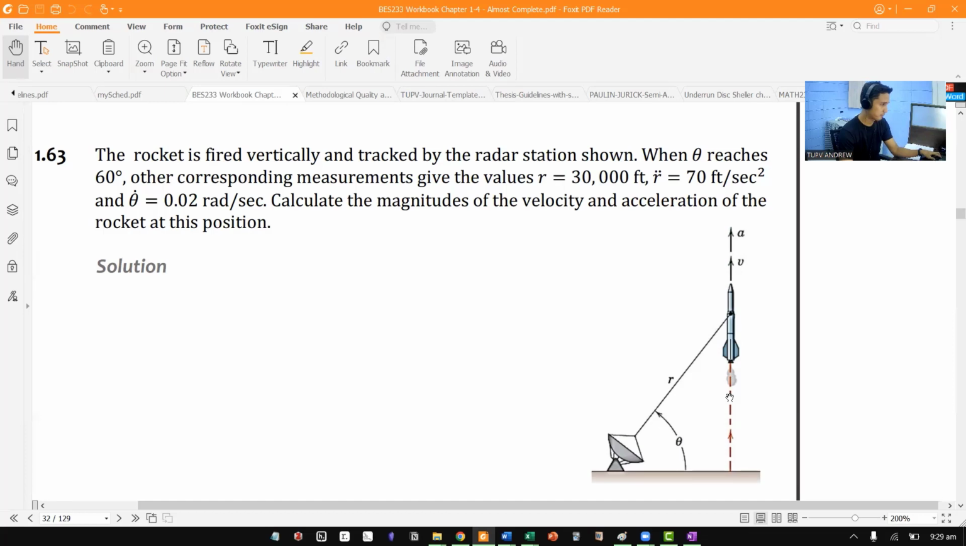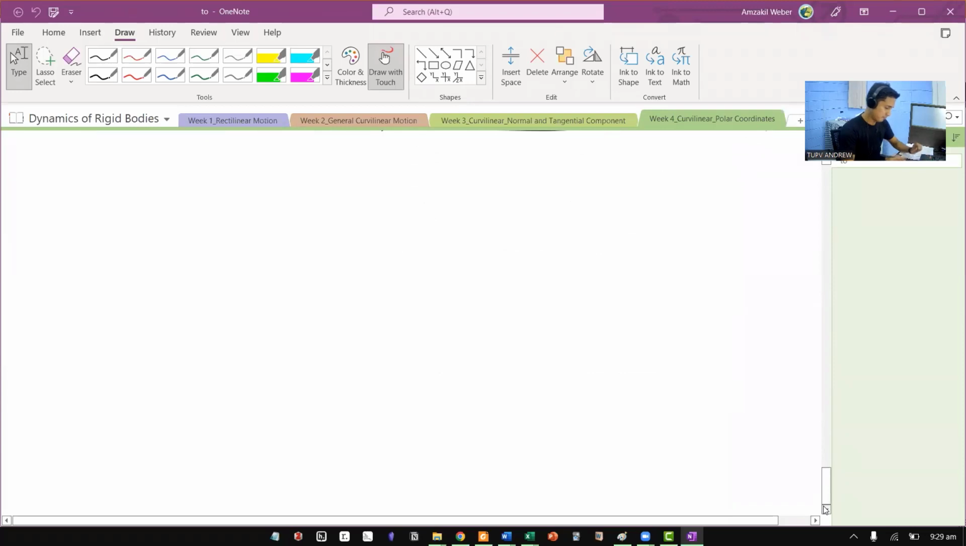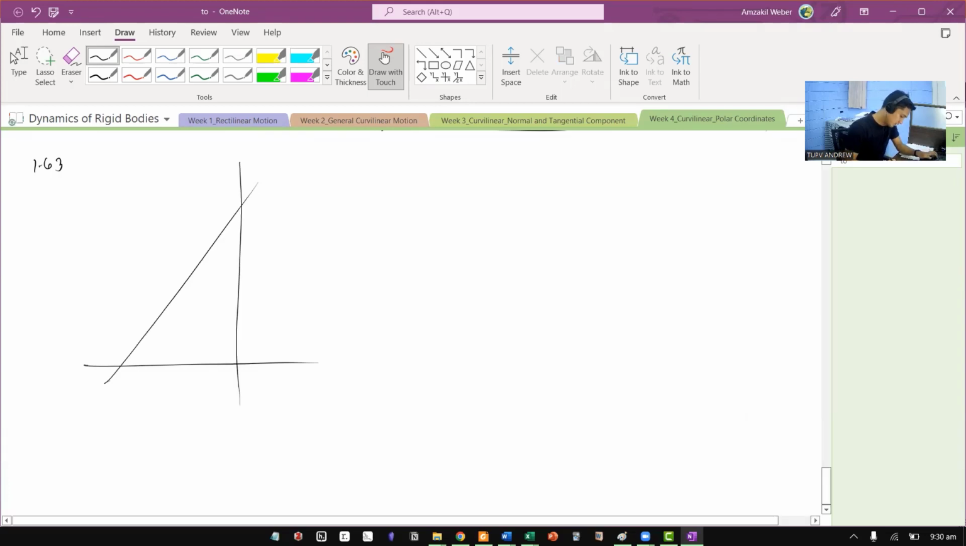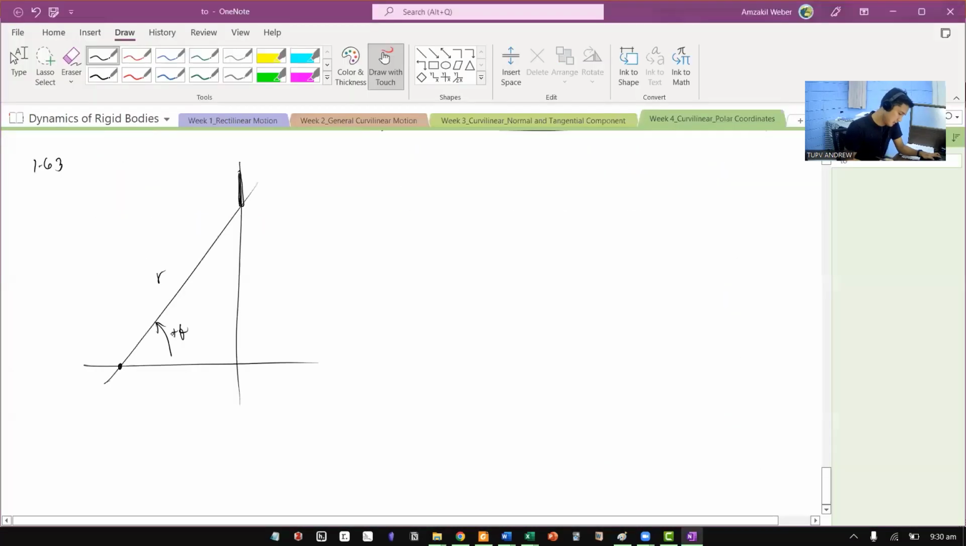Let's draw the rocket. Somewhere is the radar here. This is the rocket. Okay, we have the radial distance, the angular position, the origin. Right, let's complete the givens.